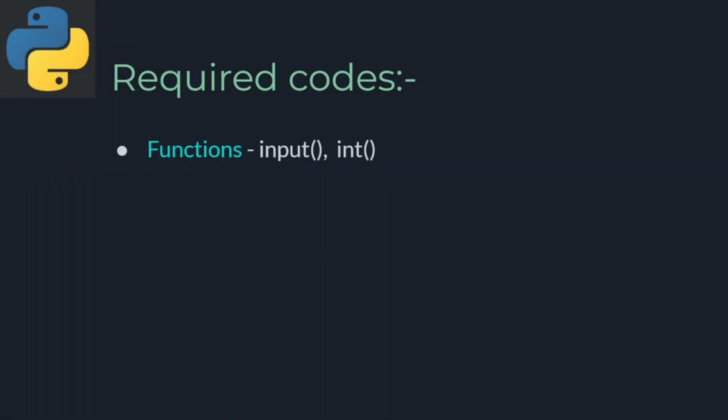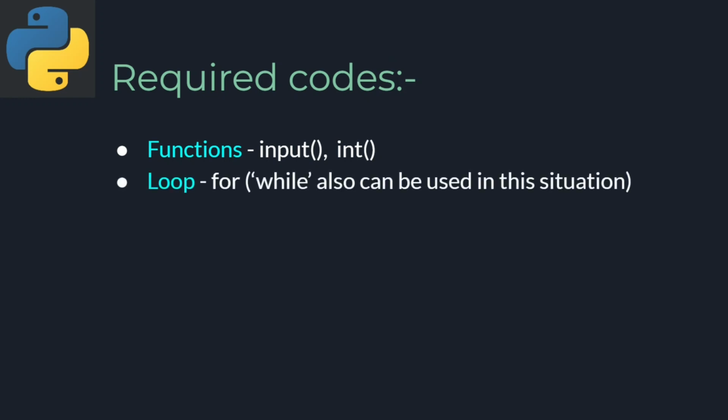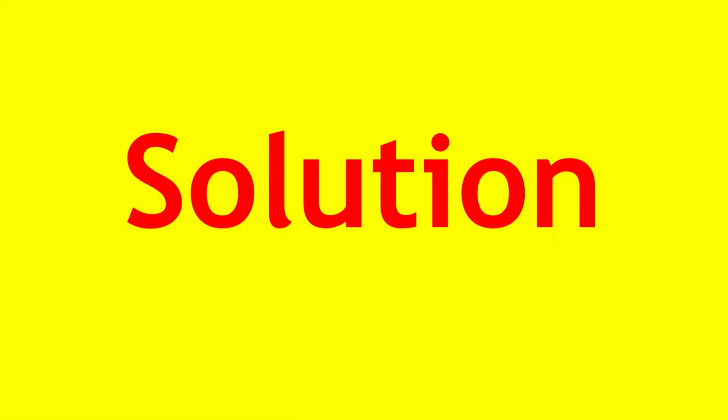We will need some codes. For the functions, we will need the input function. For loops, we will need the for loop. And for the iterable, we will need the range function. By the end of the video, I will reveal why I used for loop instead of while loop in the program. Now let's not waste our time and head to the solution.